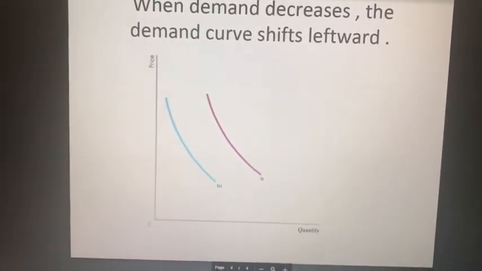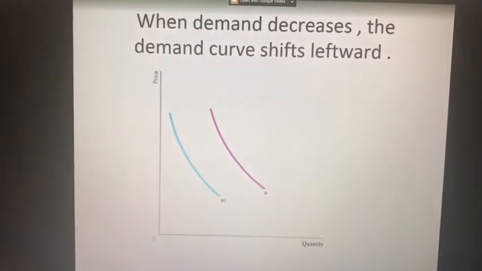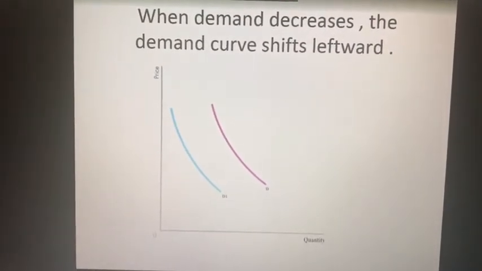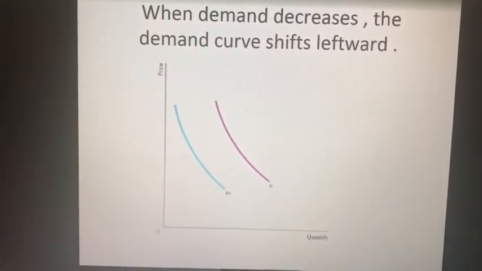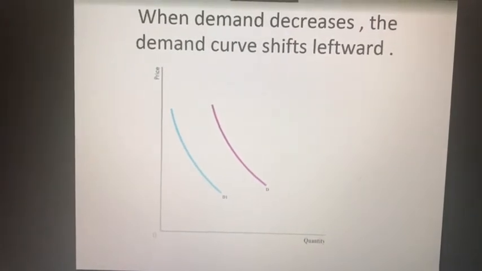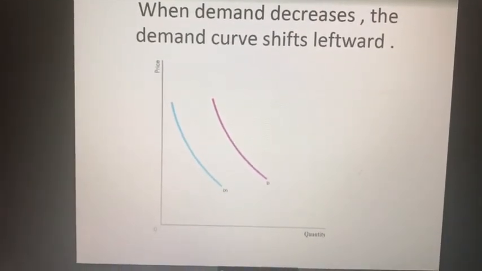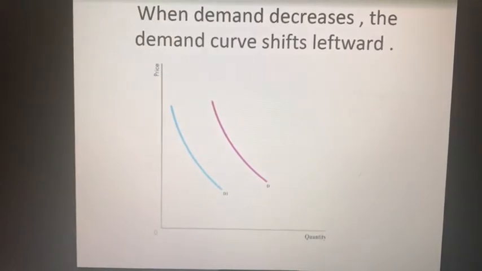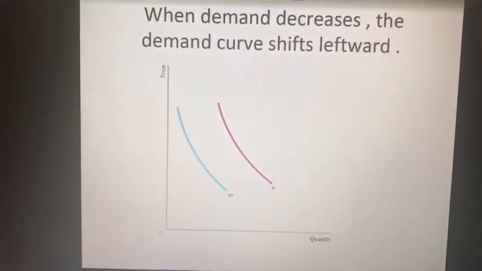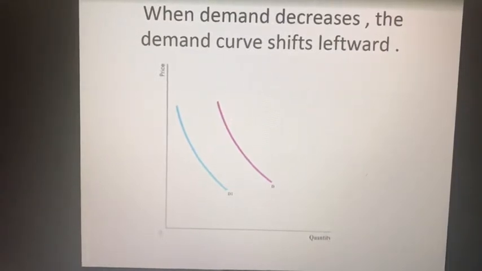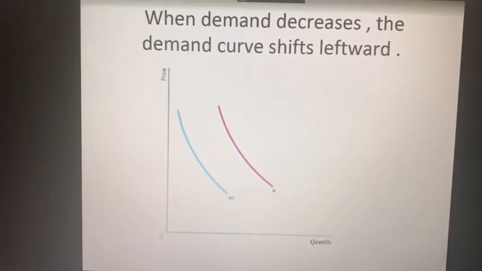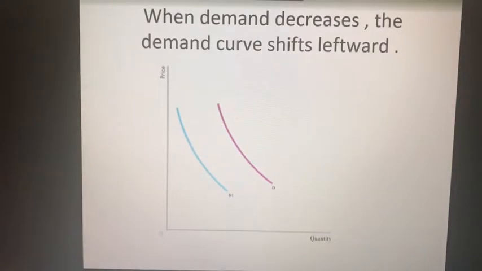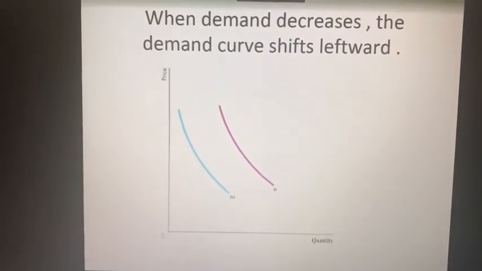The price and availability of related goods is also a factor that affects the decrease in demand for wooden chairs: the price of substitute and complementary goods. For example, if wooden chair prices are really high, furniture prices will rise and the demand will decrease, so the demand curve will shift leftward.